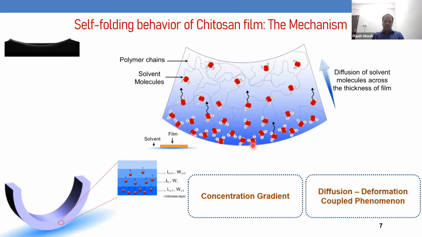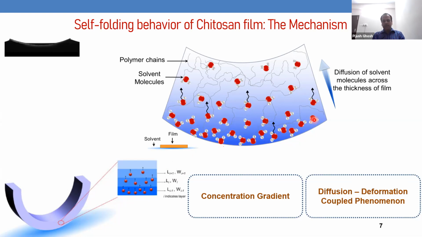the solvent molecule enters through this and moves towards the top through diffusion. Now, the concentration of the solvent molecules at the bottommost layer is much higher compared to the top at the beginning, and then slowly the concentration gets uniform as time goes on, right? So there is a concentration gradient, as we can see from this schematic. And to accommodate this additional number of solvent molecules, the only option for the film is to bend.